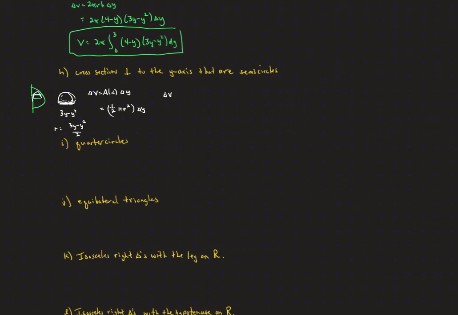So our delta volume is going to be pi, so there's pi over 2 times our radius, which is 3y minus y squared over 2, squared, delta y. So that denominator gets squared, and we can pull that out as a pi over 8, integral from 0 to 3 of 3y minus y squared, squared, dy. There is our semicircle.